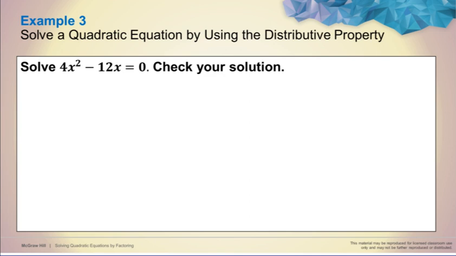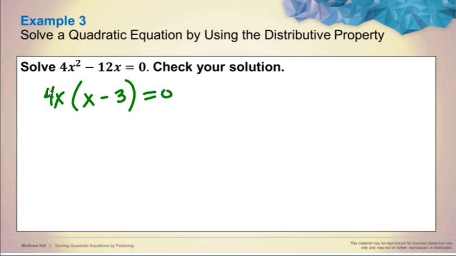So question 3. Solve 4x squared minus 12x equaling 0, check your solution. So the first thing I want to do is, I know it's not a difference of two squares because I don't have two squares present. I know it's not a trinomial because I only have two terms. But I know they both share 4x in common. So now I factor out a 4x out of both terms. So 4x squared divided by 4x is x. 12x divided by 4x is 3. And this all has to equal 0.